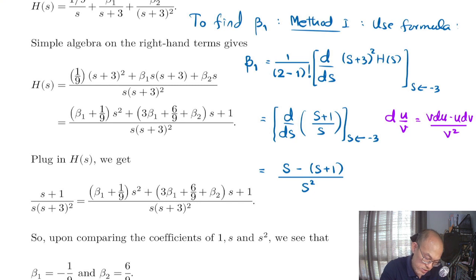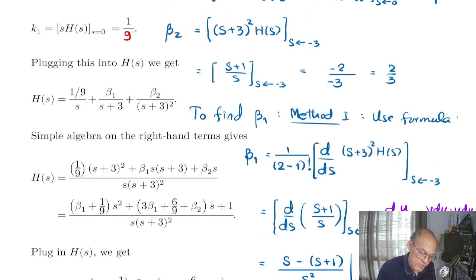Okay, so u here is s plus 1. So v here, du is s plus 1 with respect to s is 1, right? Minus u, so u dv, okay, divided by v squared. So we have, and then plug in s as minus 3. So we have minus 1 over 9. That is beta 1. Now we have all the ingredients.